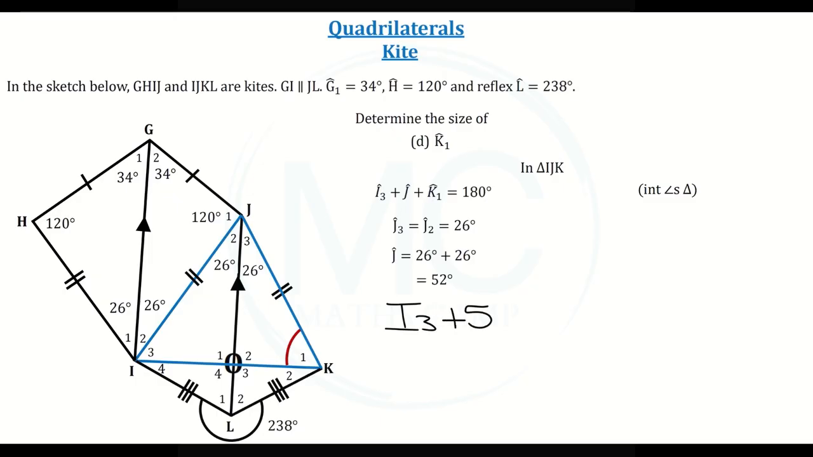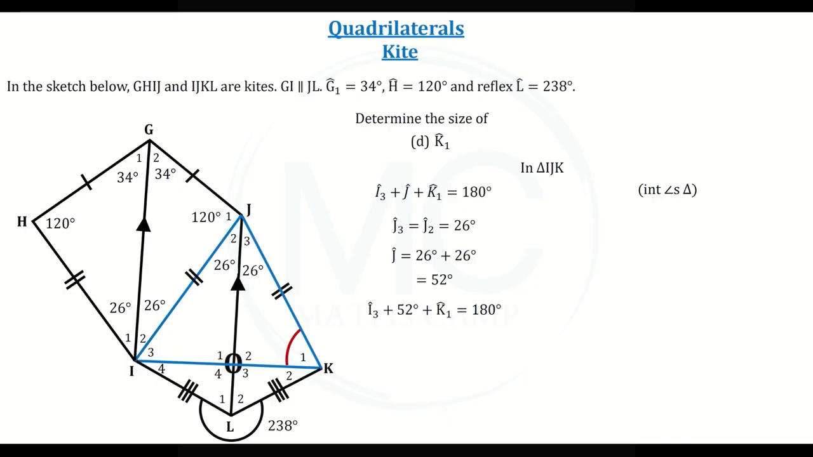Let's fill this into our equation, and we can now say angle I3 plus J, which we know is 52 degrees, plus K1 gives us a total of 180 degrees. We need to find the value of K1, but to do this, we need the value of angle I3.